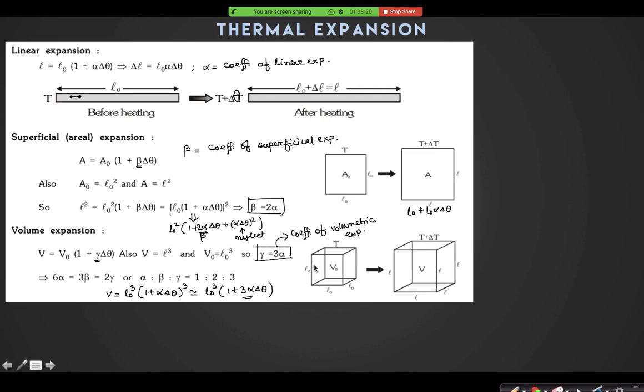So the superficial expansion we can call surface expansion also.